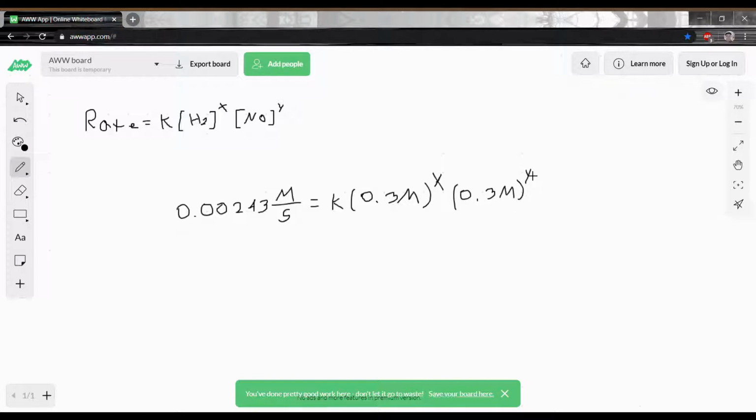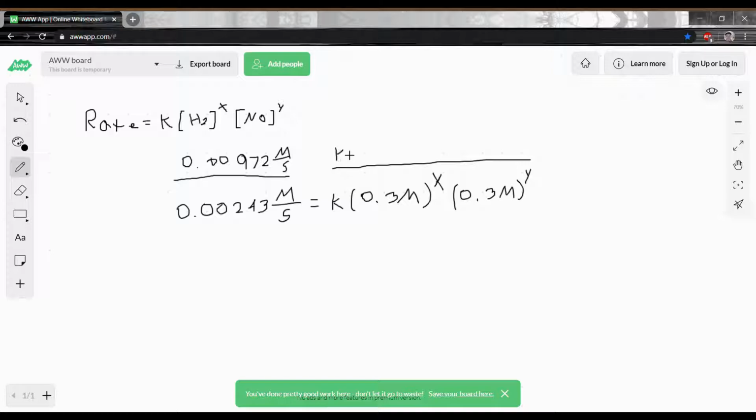Now we will take our other equation and split it up into two parts, and we're going to use a division operation. We want to take the equation with the larger rate and put it on top. In our case, trial number 2 has the larger instantaneous rate, so we're going to put that on top. We're going to put 0.00972 up here. That's molarity per second.